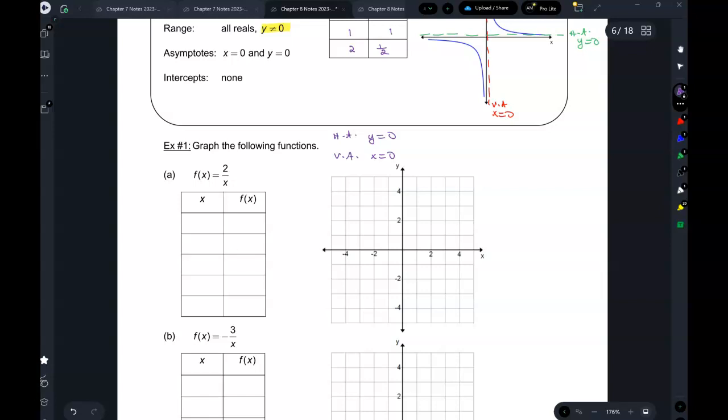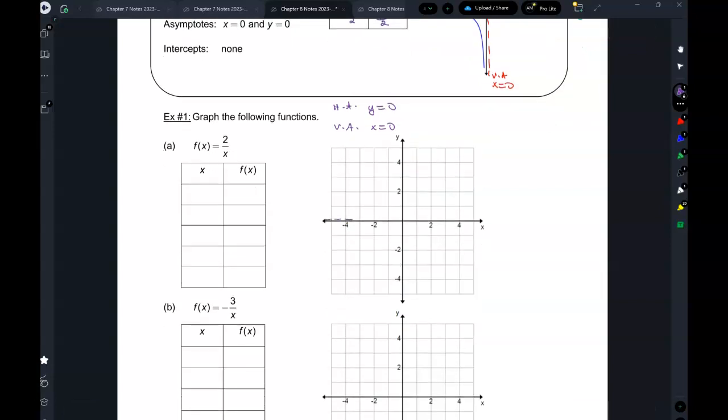Okay, so now here is the horizontal asymptote, and here is the vertical asymptote. Okay, let's plug some points in. So I want to do negative 2, negative 1. It can't be 0, right? So 1 and 2. So when x is negative 2, y is negative 1. When x is negative 1, it's negative 2. 2, 1. So negative 1, negative 2. And then here, x is 1, y is 2.